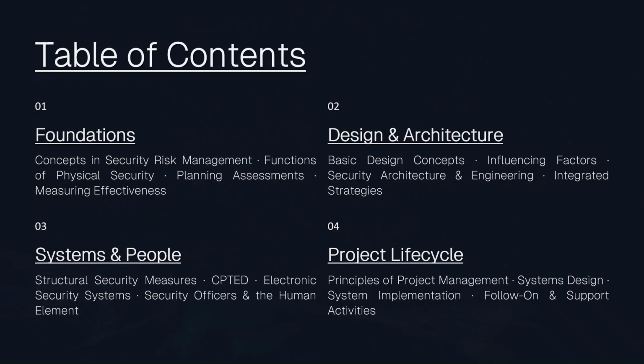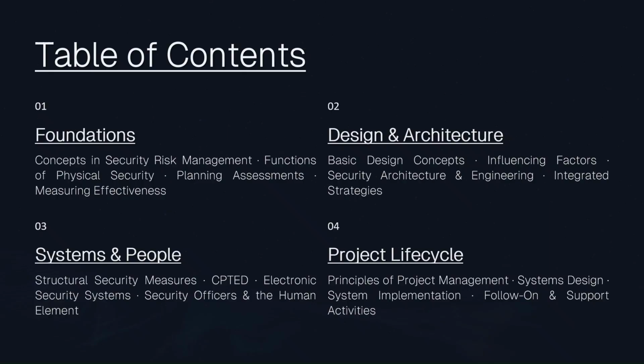This module is organized into 4 major areas that together form the core knowledge required for physical security management. First are the foundations, which introduce key concepts in security risk management, the functions of physical security, methods for planning and conducting assessments, and ways to measure effectiveness. The second area focuses on design and architecture. Here we examine basic design concepts, the factors that influence security design, and how security architecture and engineering integrate protective measures into facilities and environments.